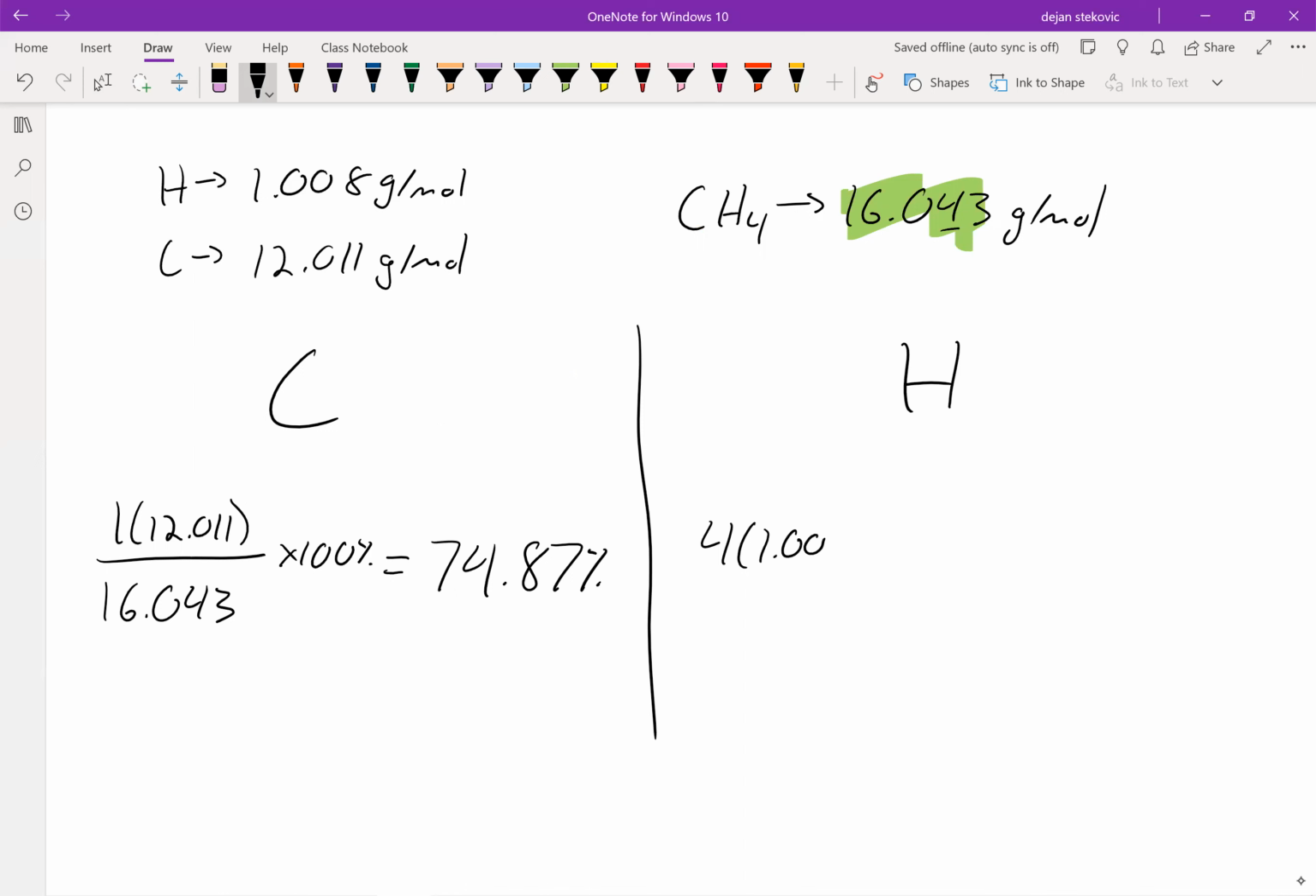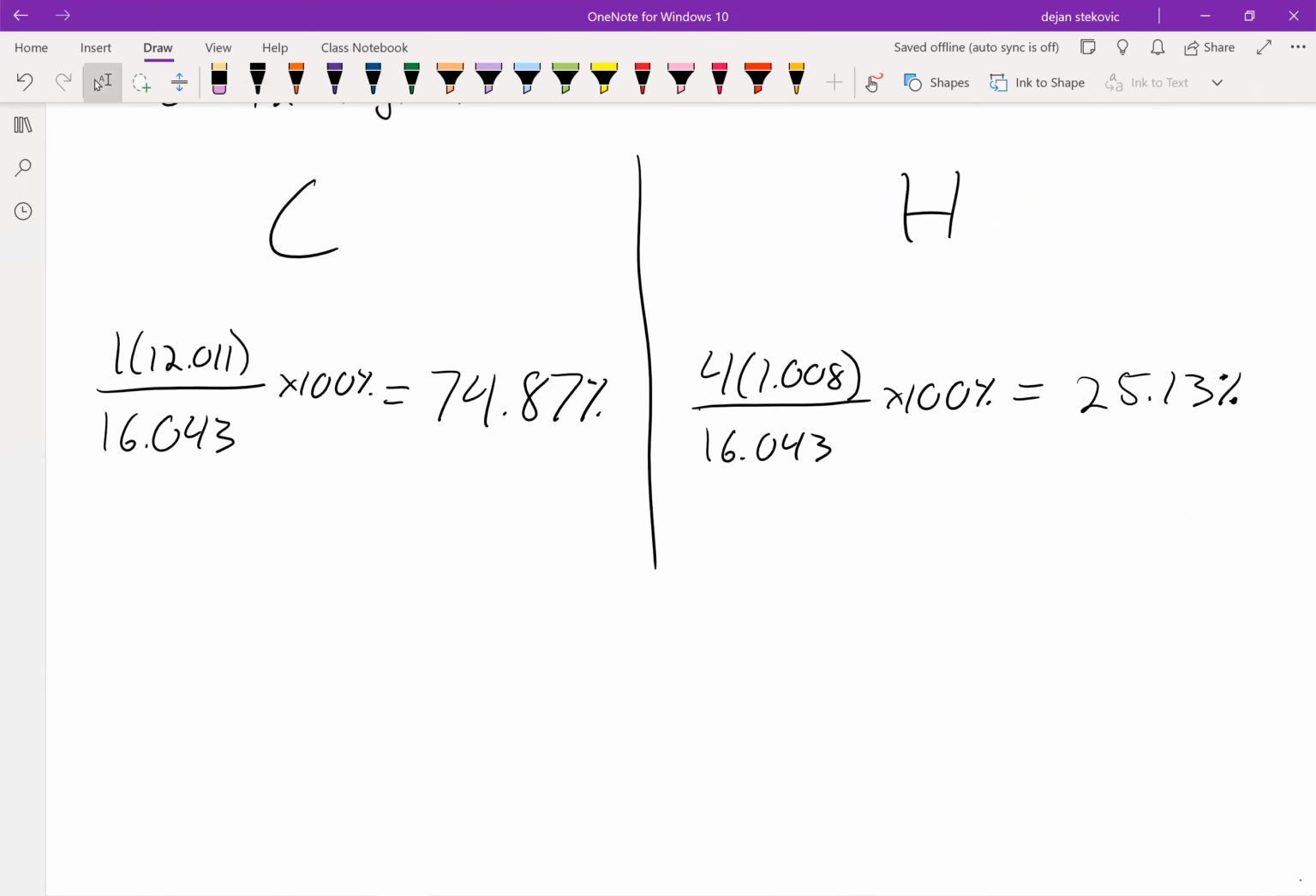And then we can do the same thing for hydrogen. Don't forget to multiply it by the number of hydrogens that there are. In this case, there are 4 of them. Divide by our total mass, multiply by 100%, and you get 25.13%. So while hydrogen makes up most of CH4 by count, with 4 hydrogens per carbon, carbon makes up most of CH4 by weight, almost 75% carbon. That's because a carbon atom weighs much more than a hydrogen atom. A carbon atom weighs about 12 AMU or 12 grams per mole, while a hydrogen only weighs about 1 gram per mole.